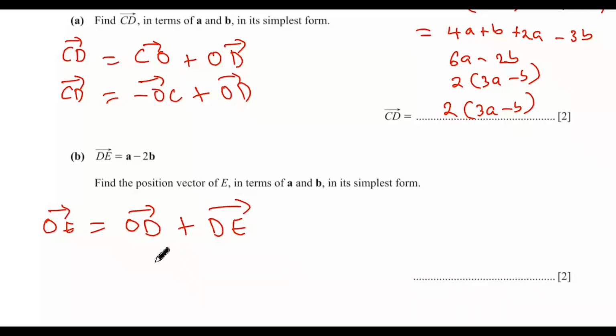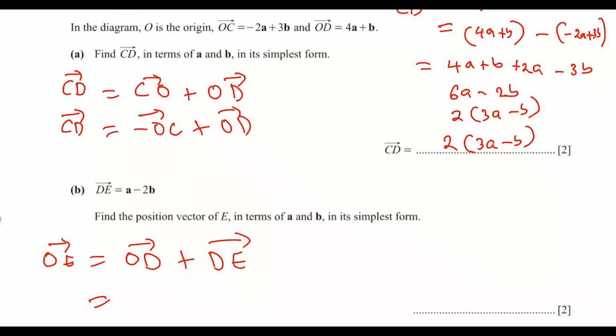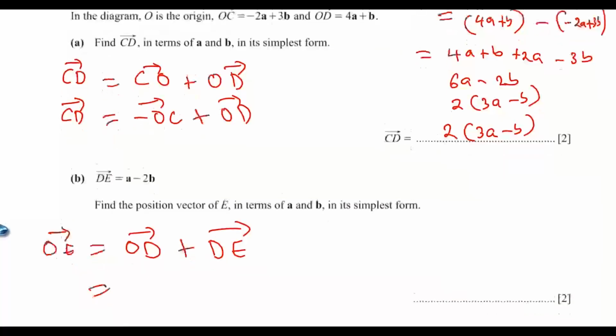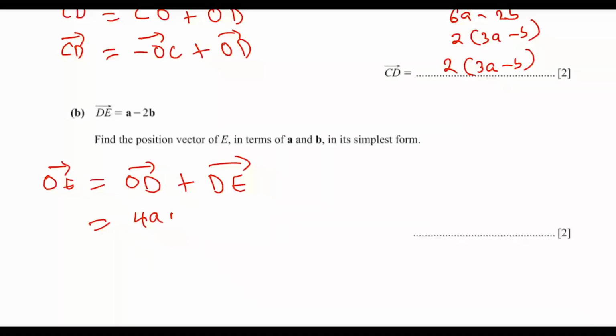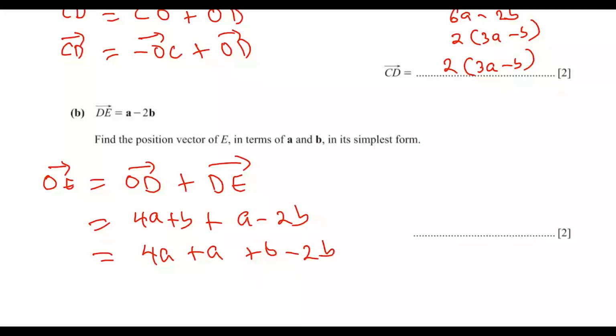DE. OD is equal to 4A plus B. You have 4A plus B plus DE, which is A minus 2B. So this will be equal to 4A plus A plus B minus 2B. So this will be equal to 5A, then plus B minus 2B, that will be minus B. So the position vector of E will be equal to 5A minus B. So let's go to the next question.